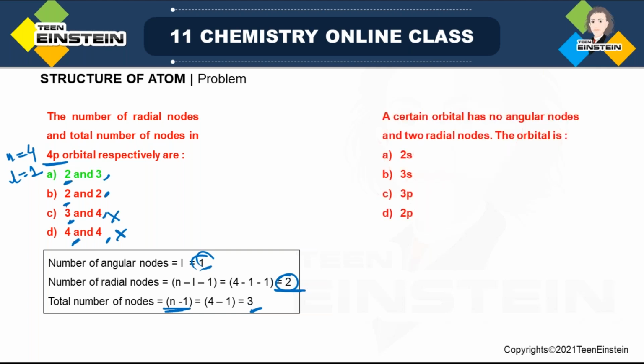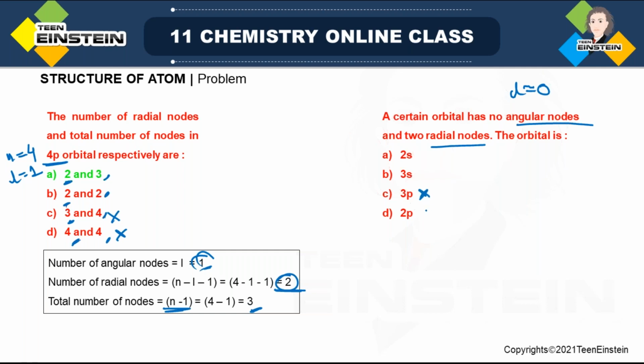The first value is the radial node, the second one is the total number of nodes. Second question: a certain orbital has no angular nodes and 2 radial nodes. From this information, you have to find which orbital it is, because it is mentioned as a certain orbital. We do not know which one. But angular nodes 0 means l is 0. Now l equal to 0 means what? It has to be s, right?